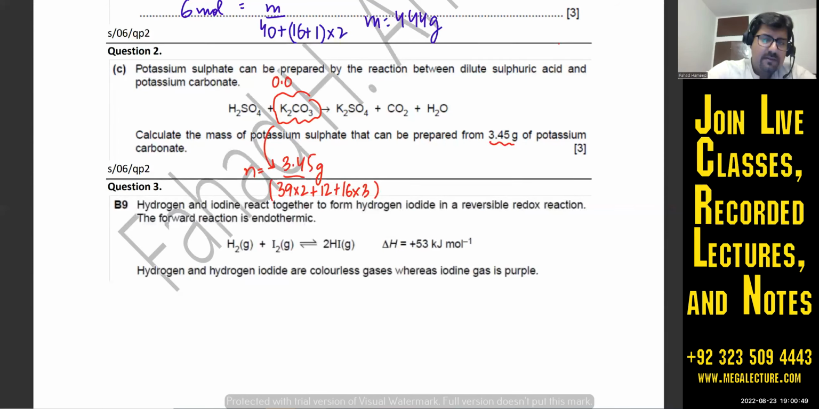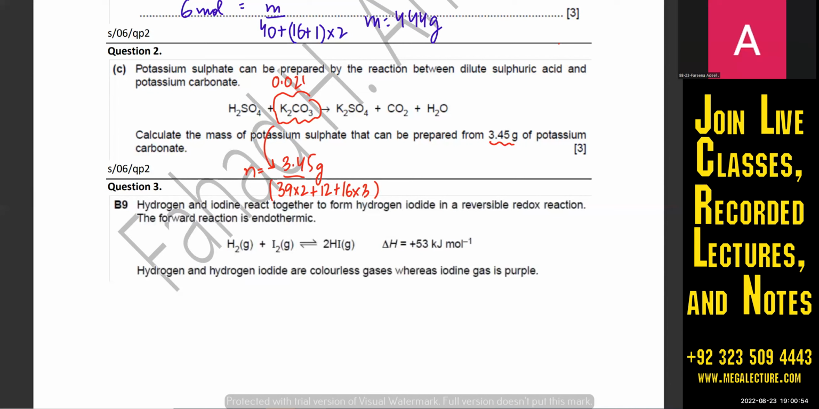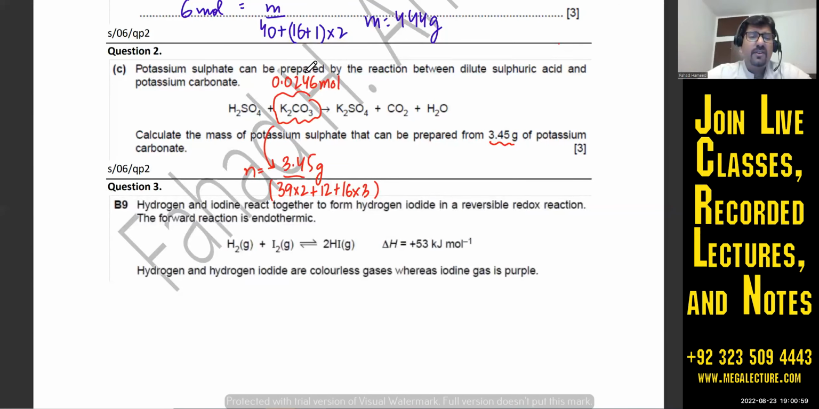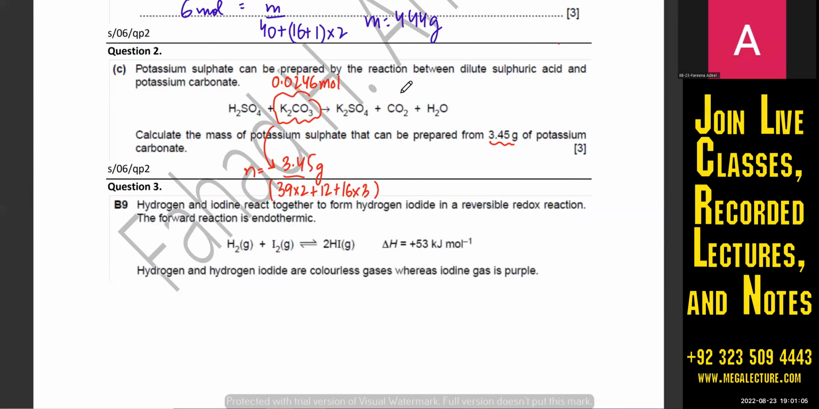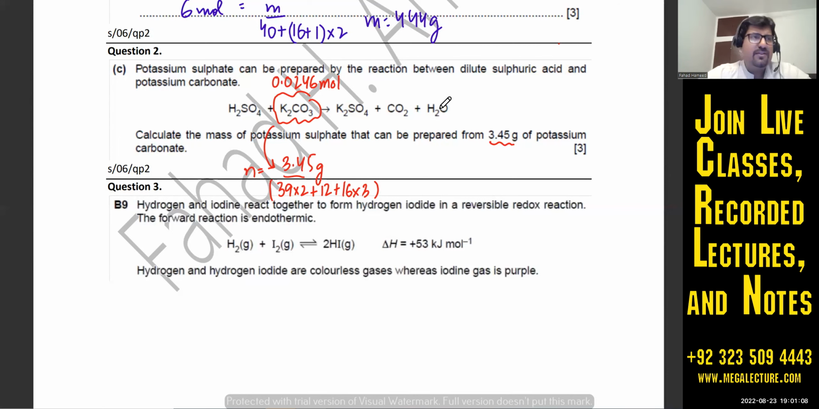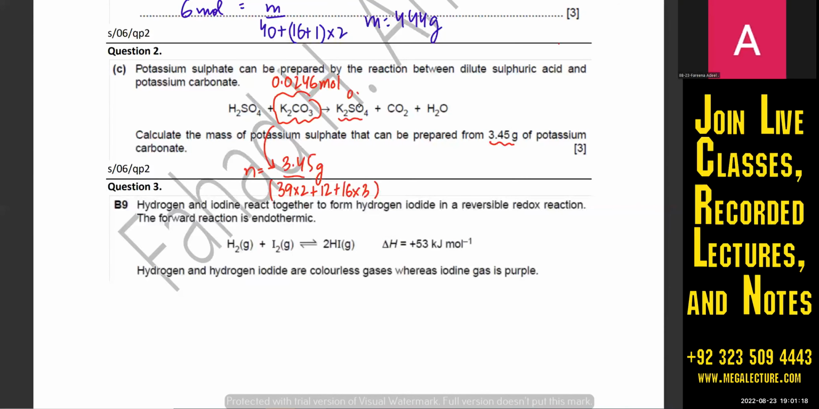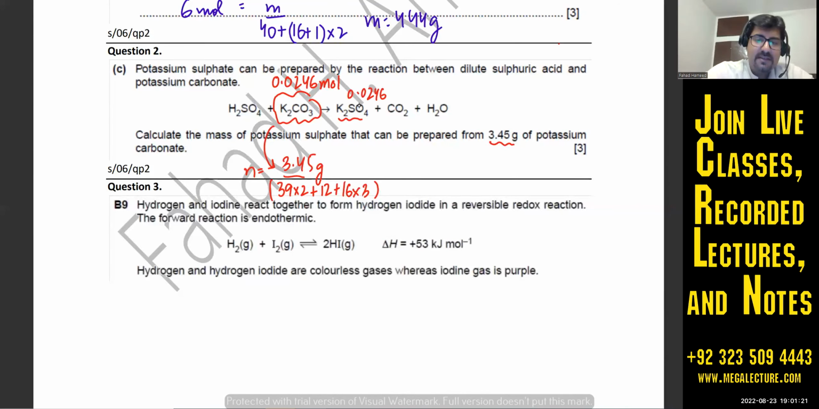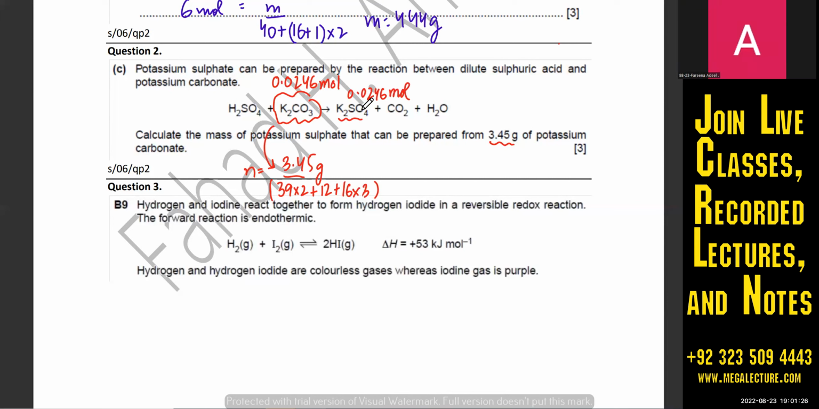0.0246? Yeah, 0.0246. So you're getting 0.0246 moles, right? Everything is 1:1. So that means all of them will be 0.0246 moles, right? It's 1:1. He was asking for potassium sulfate. So potassium sulfate will also be 0.0246 moles, right? So this will also be 0.0246 moles. So how do you calculate the mass of potassium sulfate?